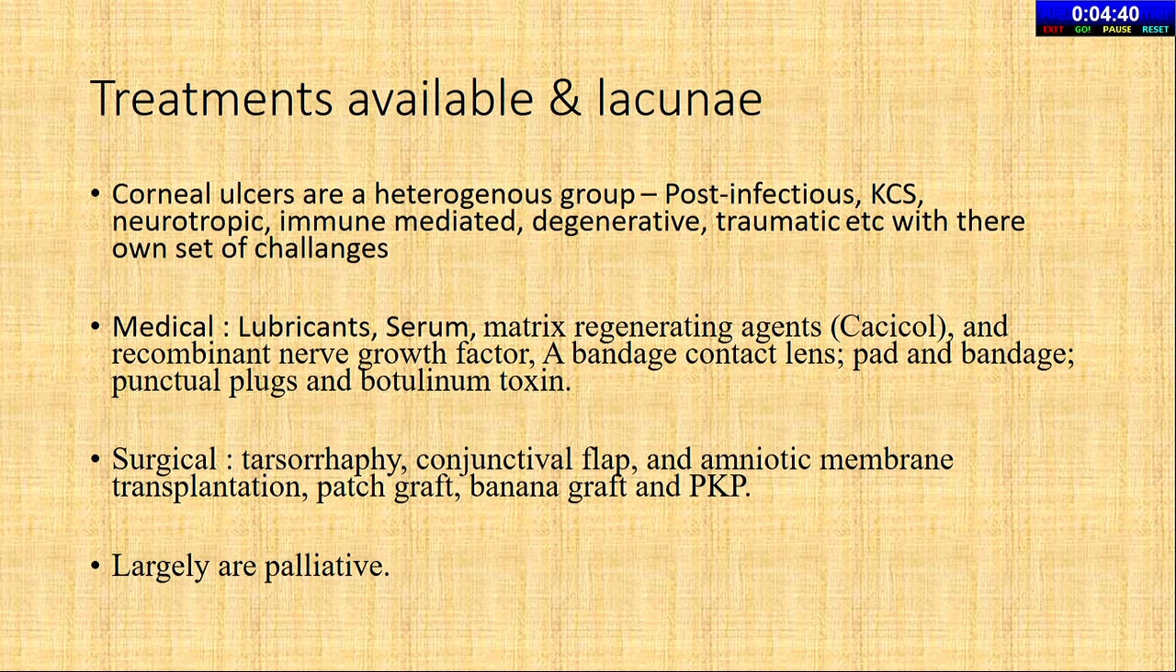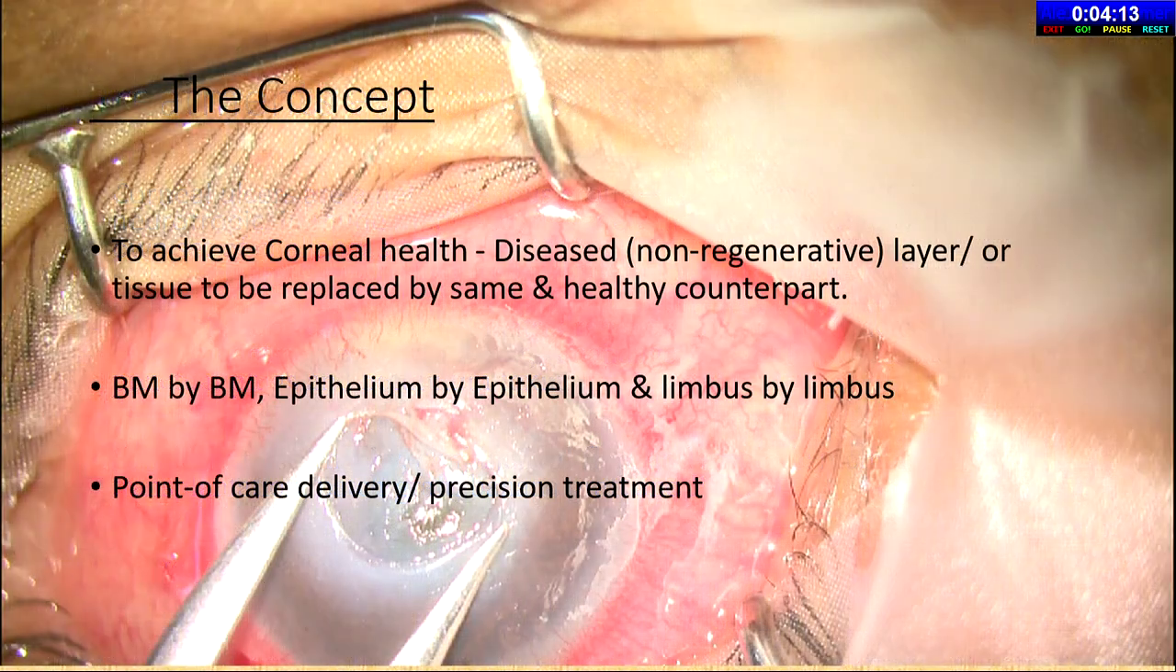And the treatments developed so far are largely various types of lubricants, serum, the newer therapies like these matrix, etc., recombinant nerve therapies which are so costly, bandage contact lenses, pad bandages, punctal plugs, botulinum toxin, etc. Surgical therapies are also very limited, and largely palliative, like tarsorrhaphy, conjunctival flaps, amniotic membrane transplants, banana graft also, etc.